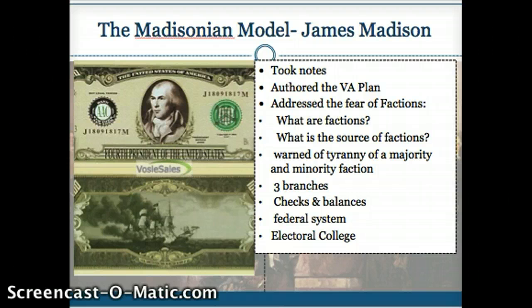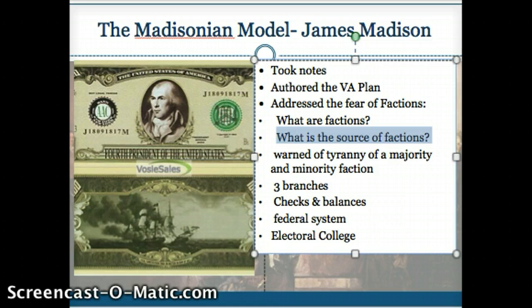Now, I want you to think, what is the source of a faction? You have to be able to organize people, you have to be able to petition your government, and you have to have free speech. So, you cannot take away the source of factions in government, because if you take away the people's ability to petition, assemble, and have freedom of speech, you're undermining liberty. You can't undermine liberty. So instead of trying to take away what causes factions, which is liberty, you have to create a government that protects against the effects of factions. So Madison warned that this Constitution is going to be a solid Constitution to check tyranny of the majority and tyranny of the minority.